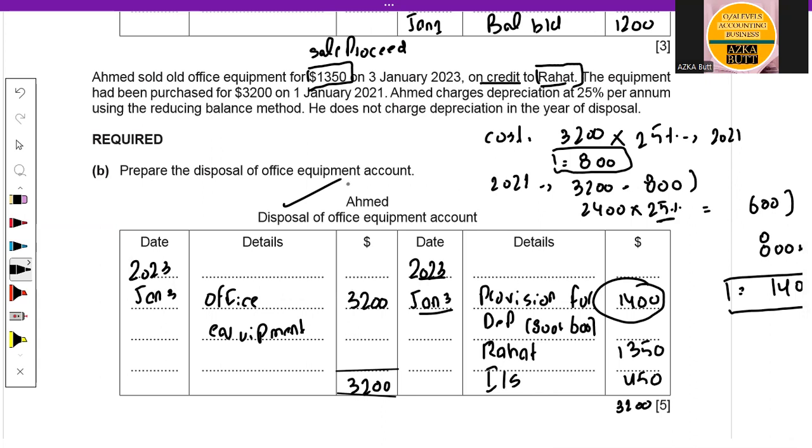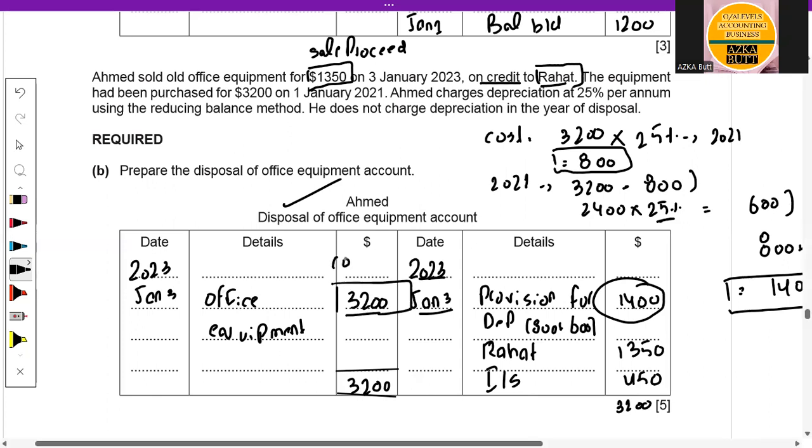And of course, if we are going to sell the non-current asset, we have to credit the asset account. So that's why disposal account debit and office equipment account credit with $3,200. So we need to write its cost here.